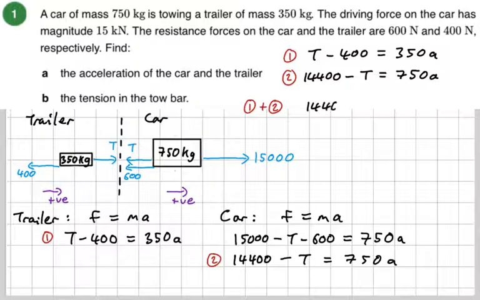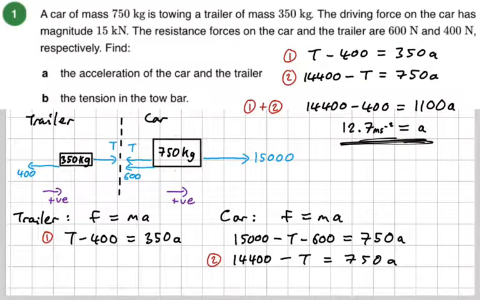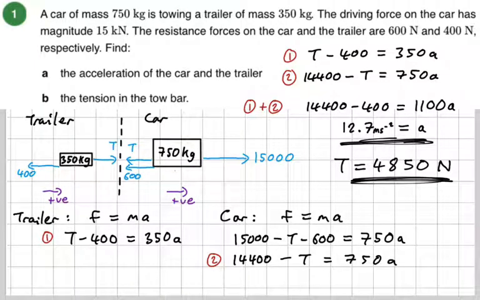Let's do that. So adding them together we get 14,400 minus 400 on the left, because these t's have all gone. On the right we have 1100a, and simply dividing by 1100 we can solve that for a. And then substituting into either of the equations to work out t, dead easy that bit, and just rounding to 3 sig fig, we get that as our answer.